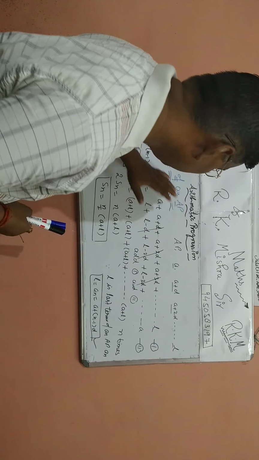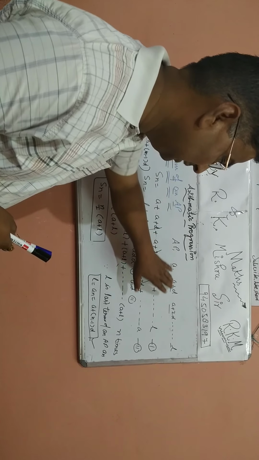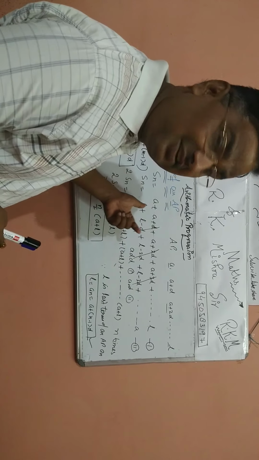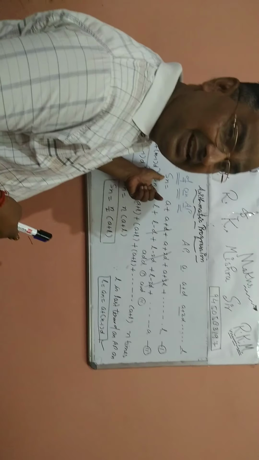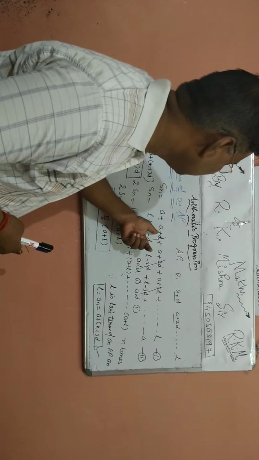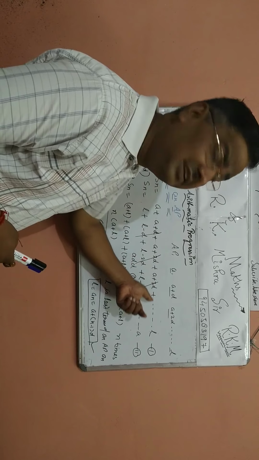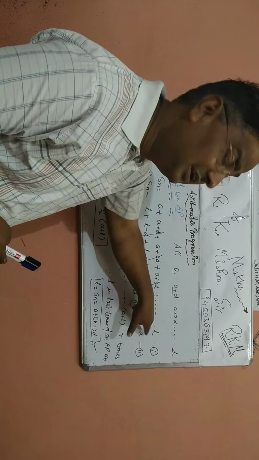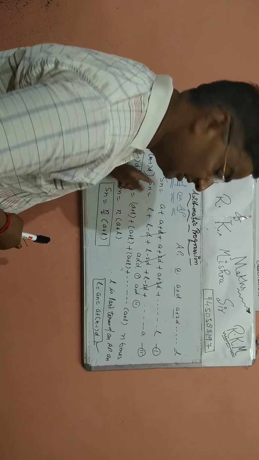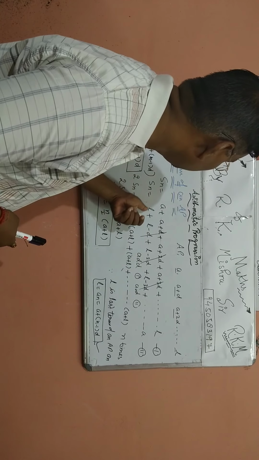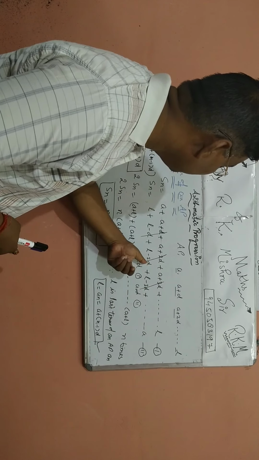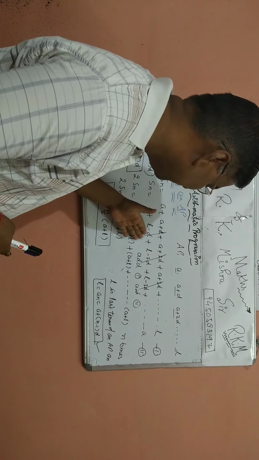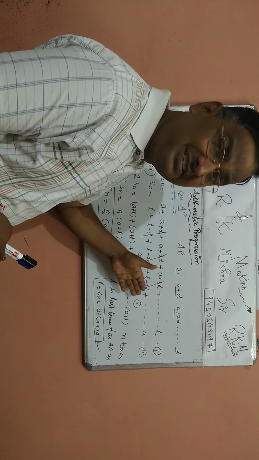Again, listen carefully. Here the AP is given as a, a plus d, a plus 2d, and the last term. When you add, you will get the sum of n terms of the AP, that is denoted by Sn. So a plus (a plus d) plus (a plus 2d) plus (a plus 3d) plus l. And if you add by reversing the direction from l to a, you will get again Sn. So Sn is equal to l plus (l minus d) plus (l minus 2d) plus (l minus 3d), until you get a. So by adding these two, plus d minus d, plus 2d minus 2d, plus 3d minus 3d will be cancelled.